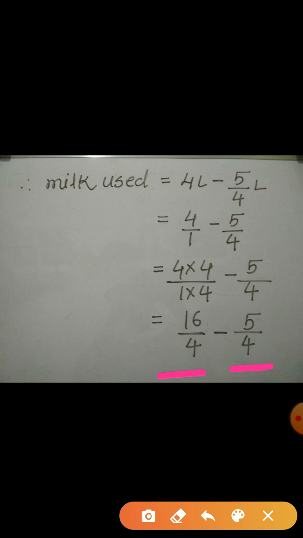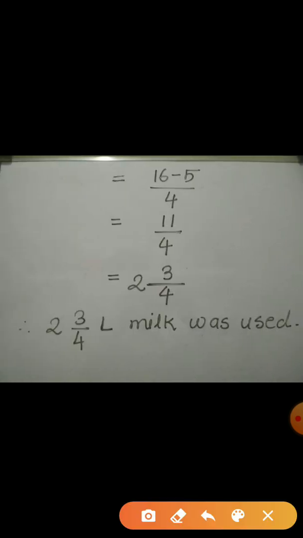And to subtract it, first we subtract the numerators and copy the denominator. So what we will get? 16 minus 5 upon 4, and 16 minus 5 is equal to 11. So the fraction will be 11 by 4. Now 11 by 4 is an improper fraction. Can we convert an improper fraction into a mixed number? Yes, we can. And how to convert?